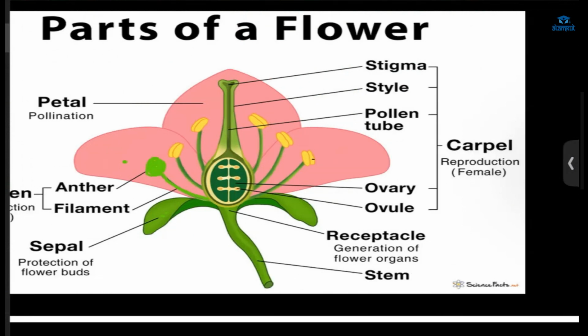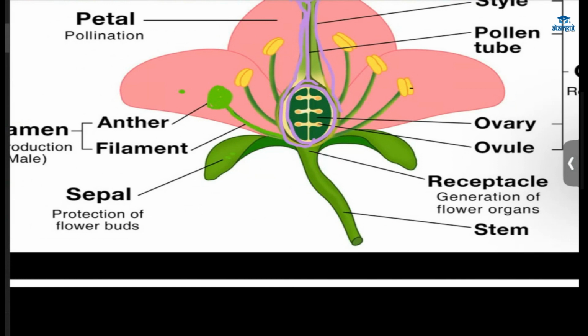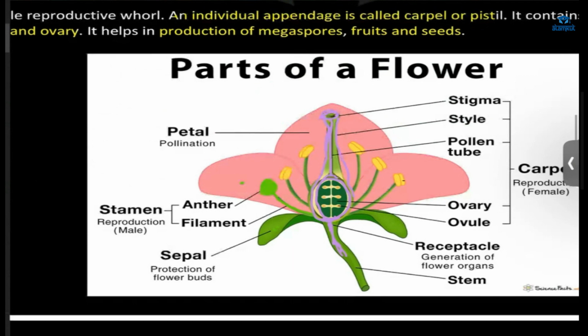Now the female reproductive part is known as carpel or pistil. It has stigma, style, then ovary. This whorl is called the gynoecium. The ovary is on top of the receptacle or thalamus. Then we have the stem part, the pedicel. These all are the parts of the flower.